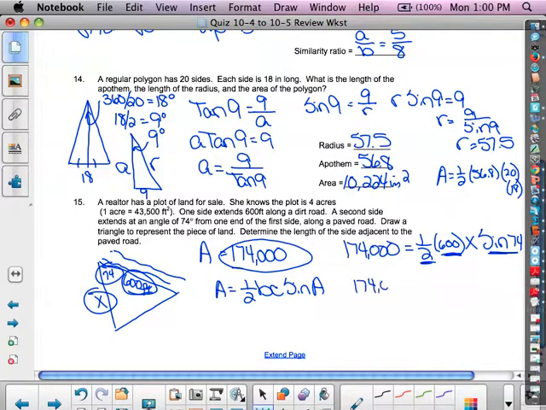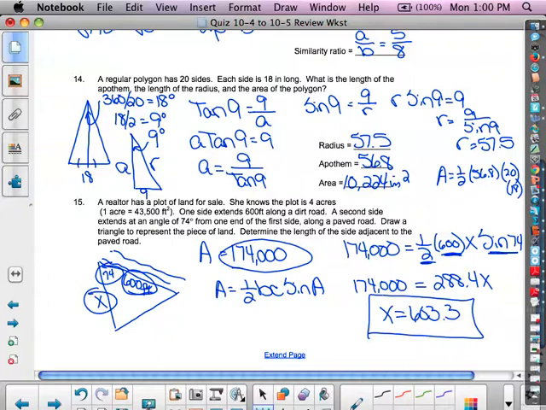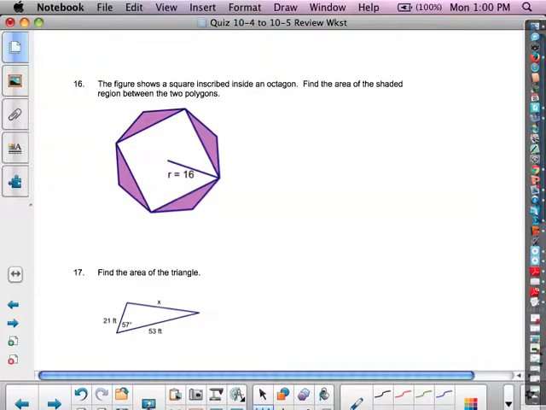and you should get 288.4x. When you solve that, you get that x is equal to 603.3, and that's the length of that second side. 2 more and we're done.